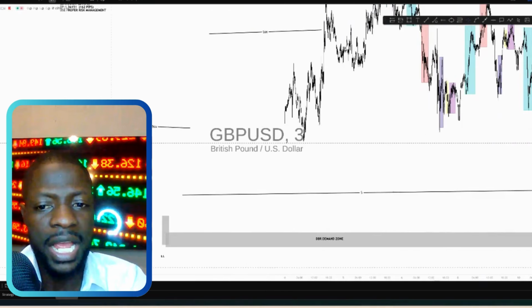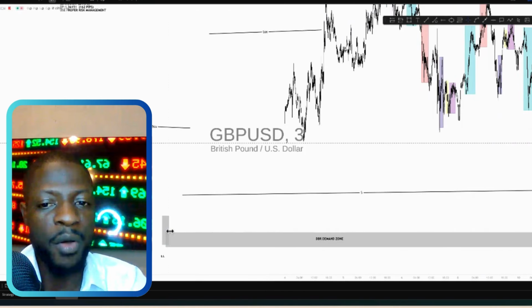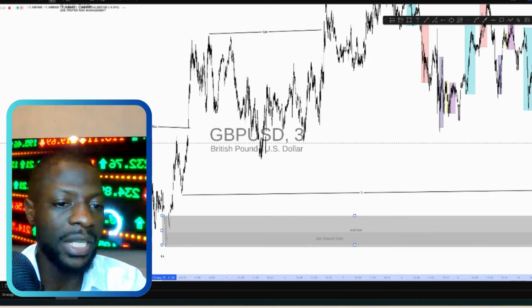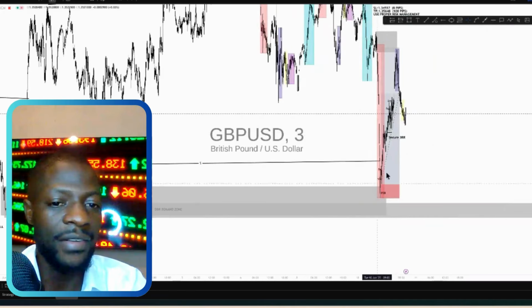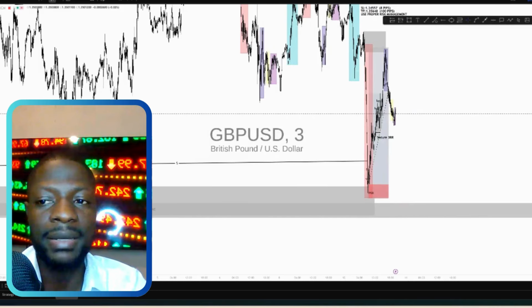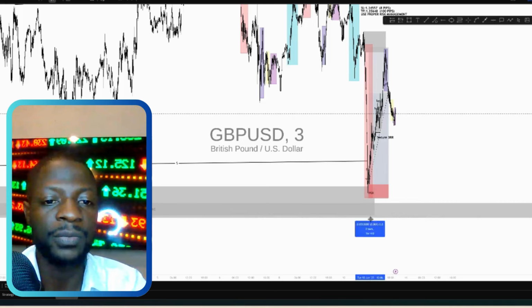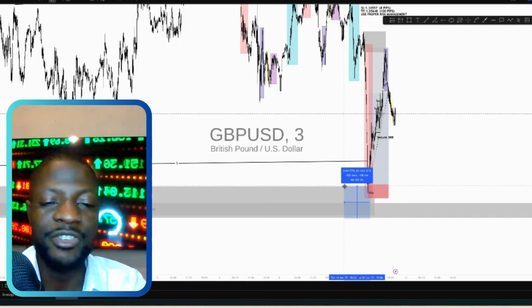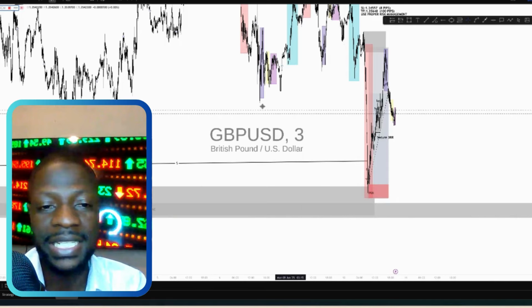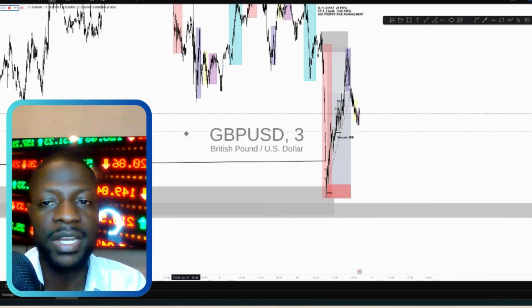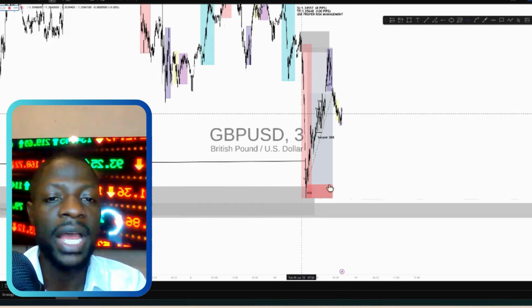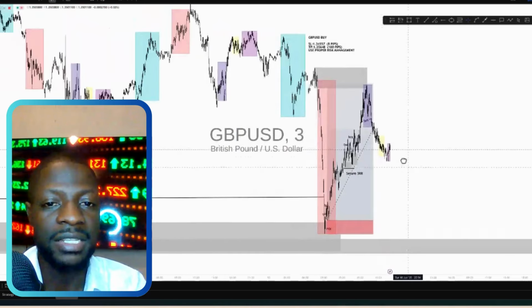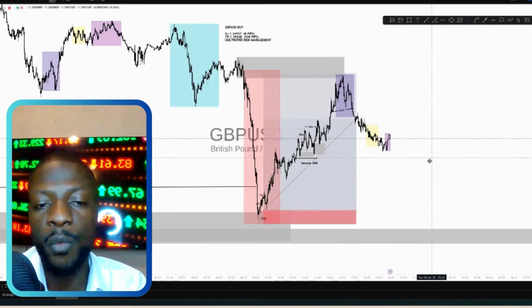If I wanted, I could have gotten in from this big POI right here, from this level right here. However, my stop loss would have been huge. Let me show you. My stop loss would have been about 19 pips, and you guys know that I don't trade like that. So we ended up getting in after a change of character on the lower time frame, on the 1 minute time frame, and that's what allowed us to catch this beautiful move right here.